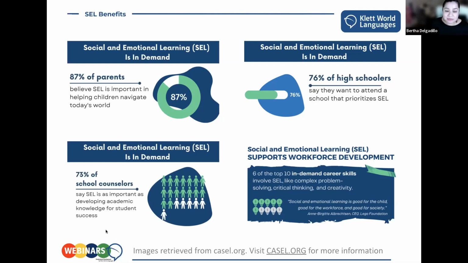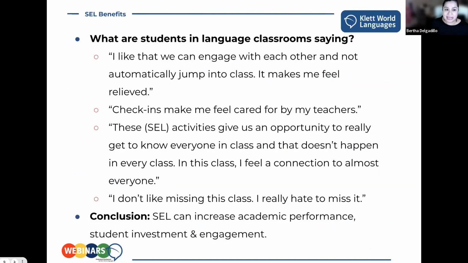And it is, as we say, on demand, because 73% of the counselors say that social emotional learning is as important as developing academic knowledge for student success. And going back to supporting workforce development, 6 of the top 10 in-demand career skills involve social emotional learning, like complex problem solving, critical thinking, and creativity. So we have so many reasons to consider bringing this to our classroom. And social emotional learning also builds a beautiful community. And I know that in our world language classrooms, we want to build that community.